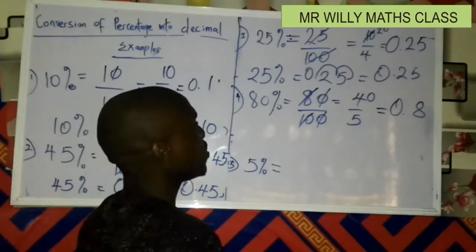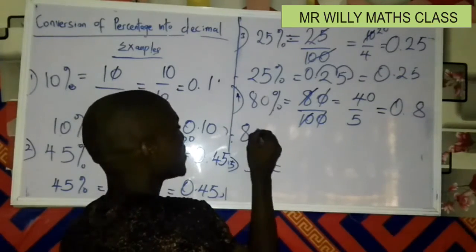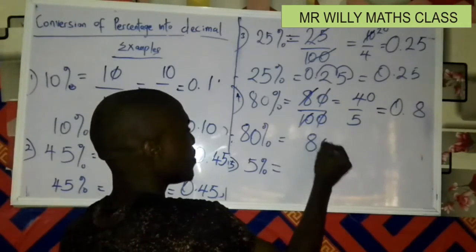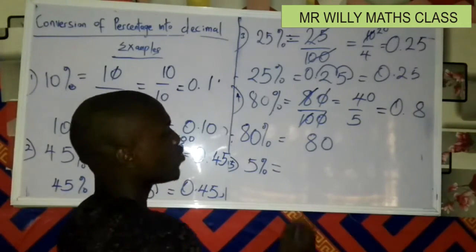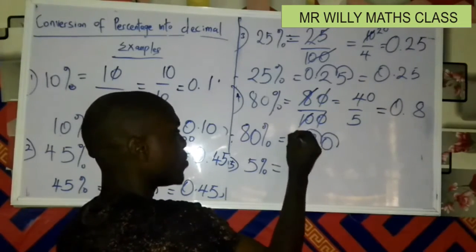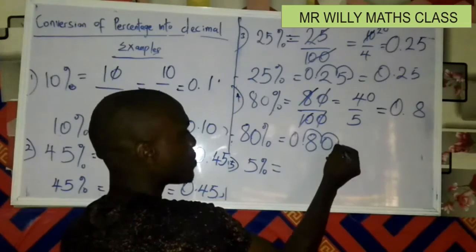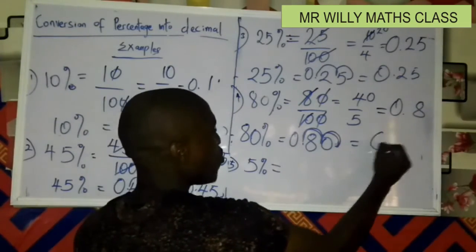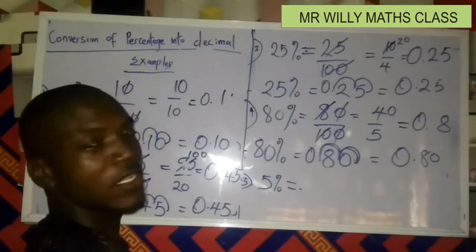You can use your other method, that is 80%. You have your 80%, then you write the number out. After writing the number out, you count backward 2 decimal places, that is 1, 2. After counting, you add your decimal, then you put your 0. Make sure it is 2 decimal places backward, 1, 2. You're having 0.80.